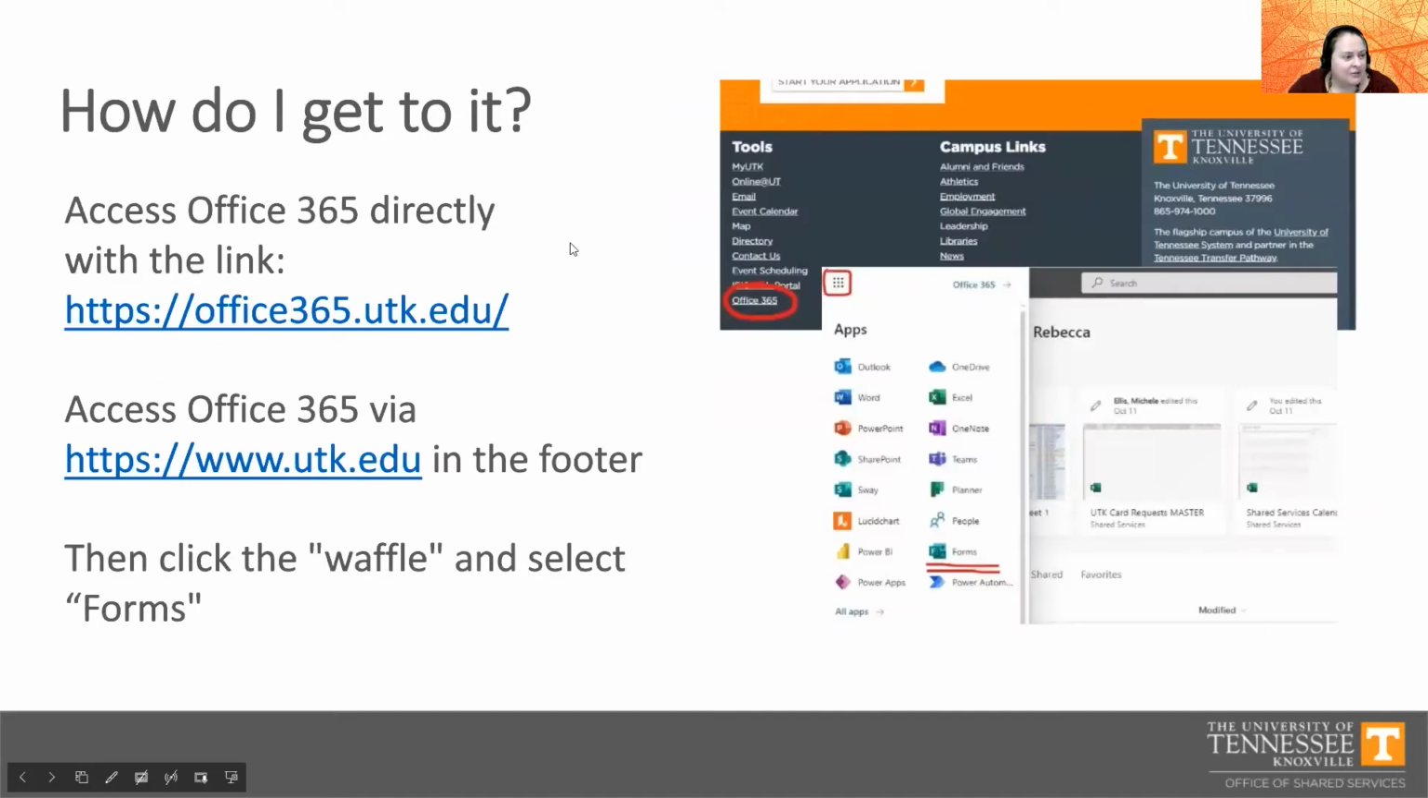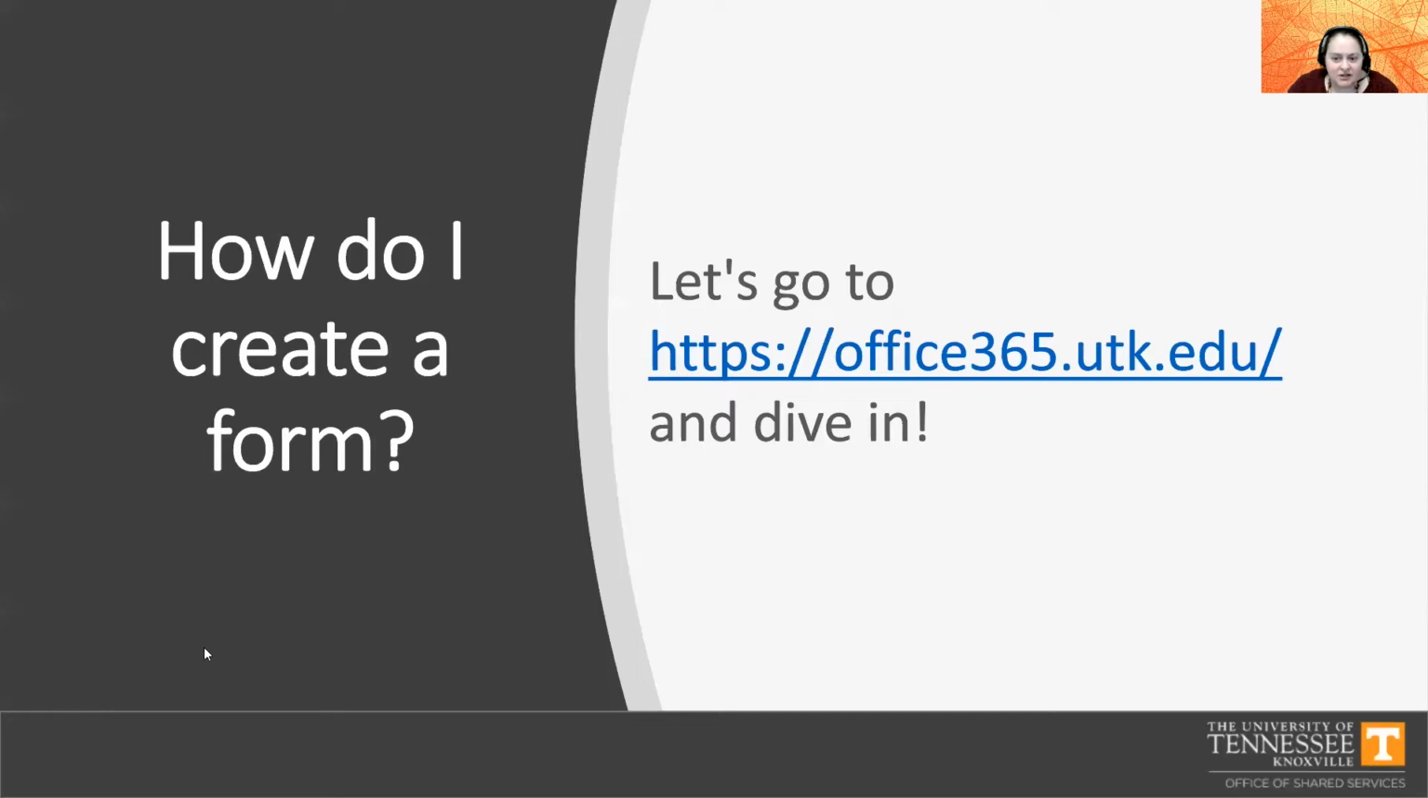So again, just like we did last week with SharePoint, you can access Forms in two different ways. You can go directly to the Office 365 link, or you can go to the UTK homepage, scroll down to the very footer of it, click on Office 365, and it'll take you to the same page, either way. You'll click on the little waffle to get all of your apps, and you'll select Forms. So how do we create a form? Let's go and find out.